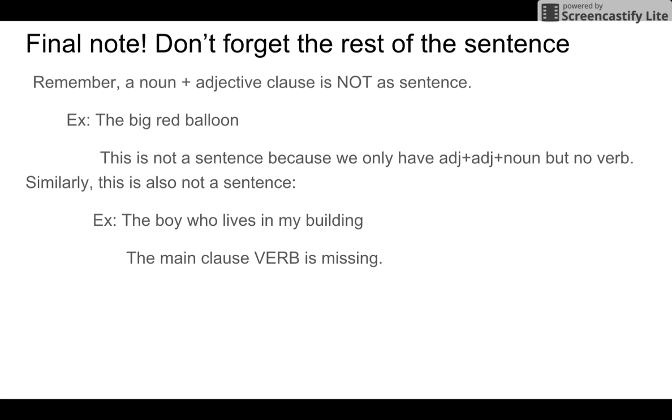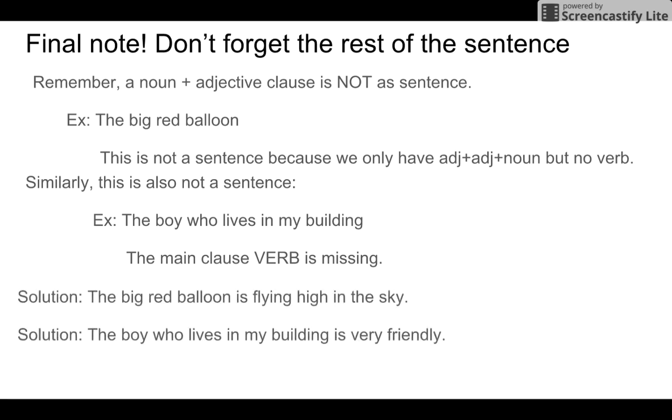Similarly, this is not a sentence. The boy who lives in my building. We've got who lives in my building is an adjective clause about the boy. But we don't actually have a verb here about our sentence. What about the boy? It's like the lives in my building boy. What about him? What's he doing? What are you going to tell me?